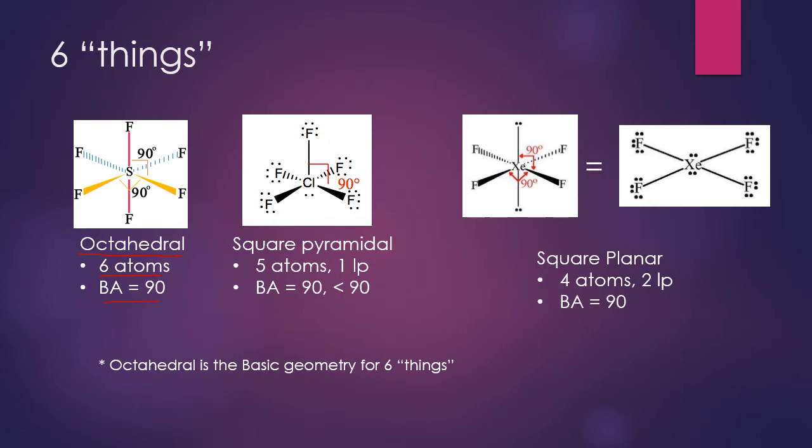So you'll notice in the case of 6 things that we have an exception to the octet rule for all of these structures, and that exception is an expanded octet. They have more than 8 electrons around the central atom.